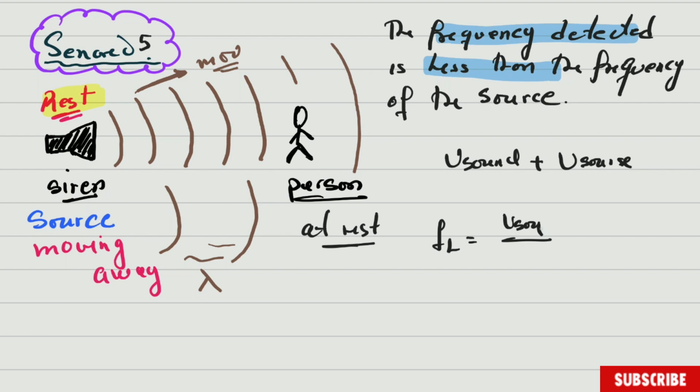V of listener is 0 because the listener is not moving, divided by V of sound plus the V of the source. Everything multiplied by the frequency of the source. In this case, then it's like this.